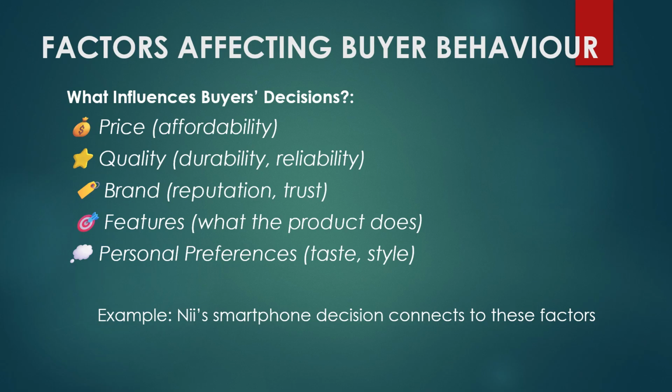So the buyer considers whether they can afford the good. Price is probably the most important factor, especially for people with limited income. This is why Ni had a budget of 1,005 Ghana cedis. You couldn't spend more than that. The second is quality. You're looking at durability as well as reliability. Buyers want goods that are durable and reliable. They don't want to buy something that will break after a few weeks.